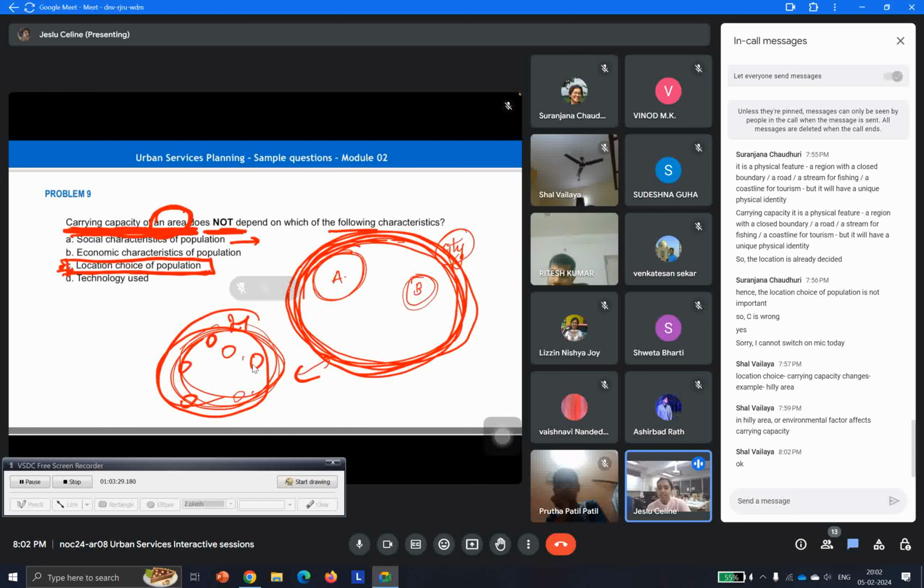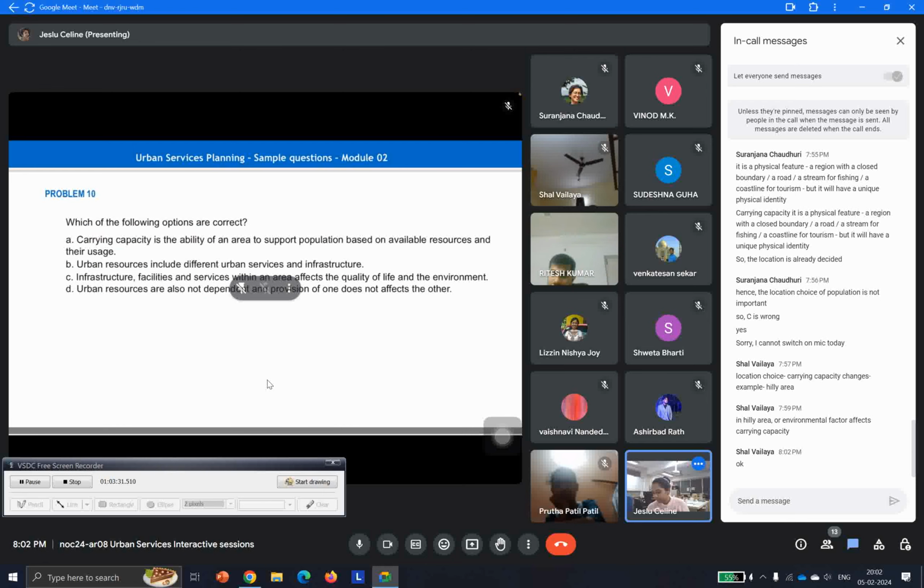Okay, let's go to the next question. Problem 10. Which of the following options are correct? Option A, carrying capacity is the ability of an area to support population based on available resources and their usage. Option B, urban resources include different urban services and infrastructure. Option C, infrastructure, facilities and services within an area affects the quality of life and the environment. Option D, urban resources are also not dependent, and provision of one does not affect the other.